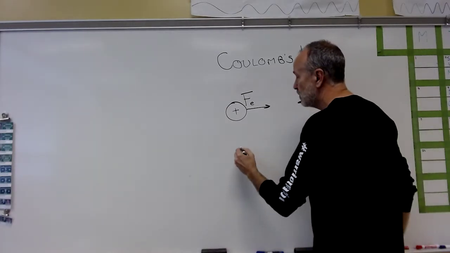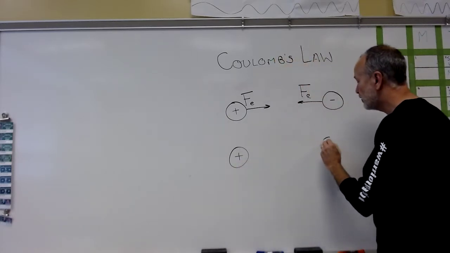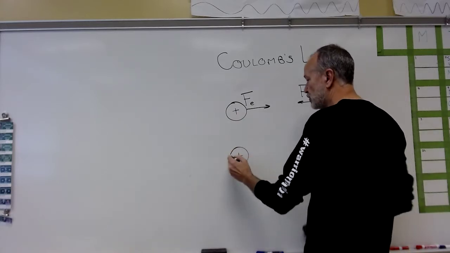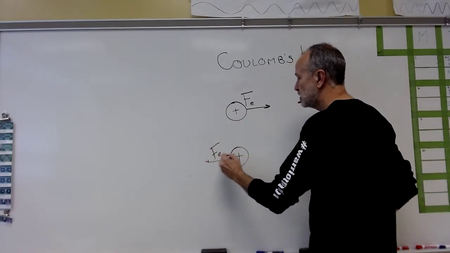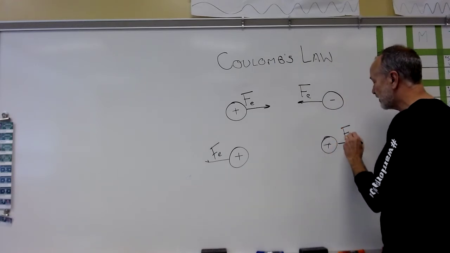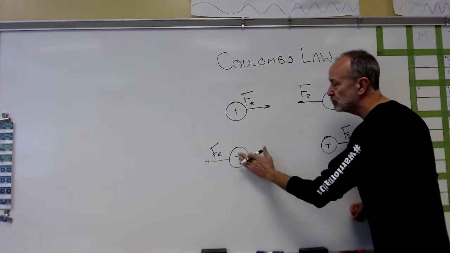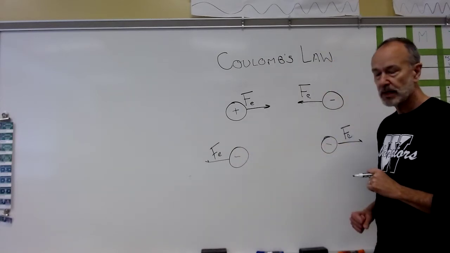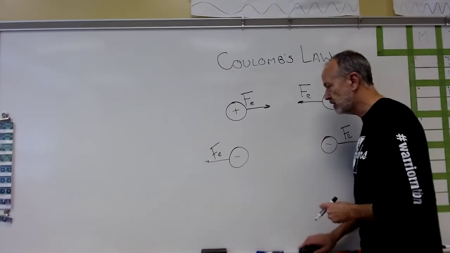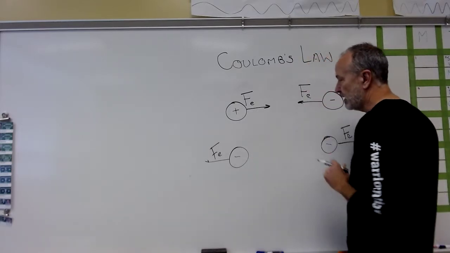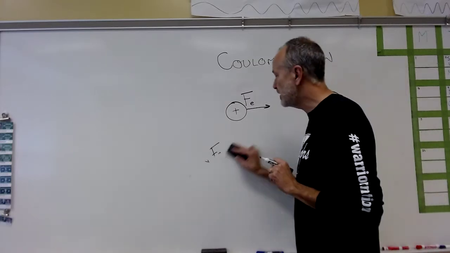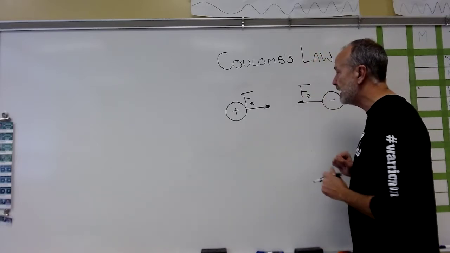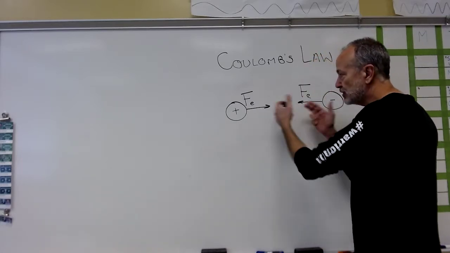If these were both positive or both negative, they would repel each other. So the electrostatic force on each would be repelling. And that's true if they're both positive or both negative, because similar charges repel. And it does not matter, by the way, how much charge there is for the direction. We know that similar charges of any magnitude will repel each other.